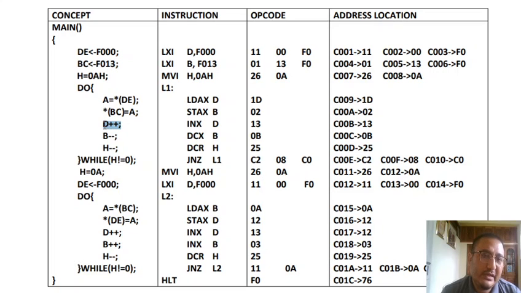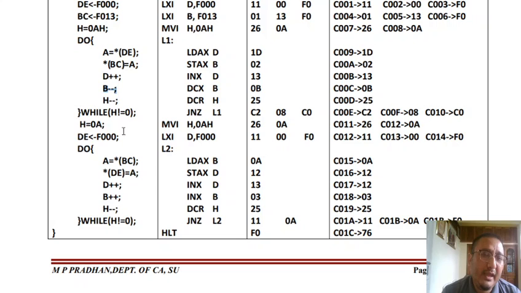Now I need to increment DE pair, but I need to decrement the BC pair, right? Because DE pair has to move forward and BC pair has to move backwards. Again, H minus minus. So out of 10, I've done it one time, so I need to do it 9 more times. The process has to be repeated, so I've created an iteration.